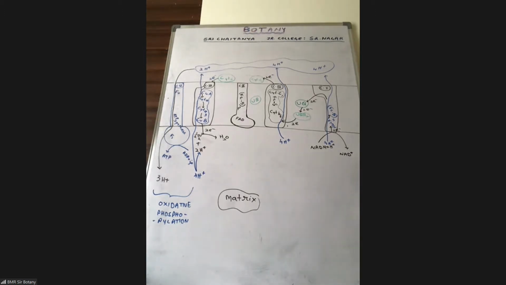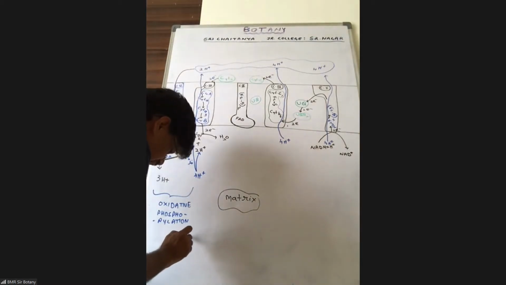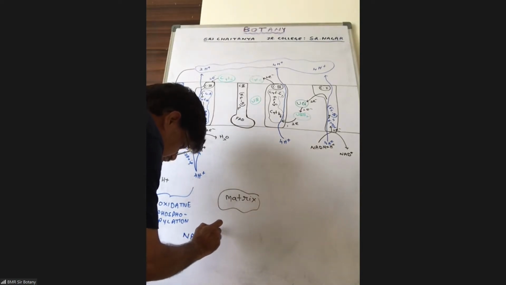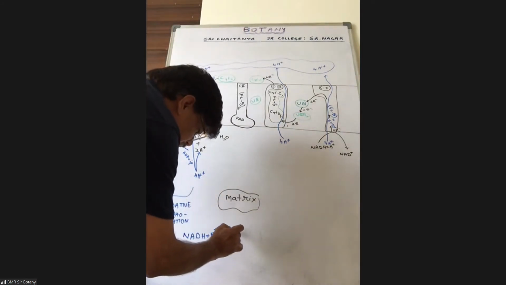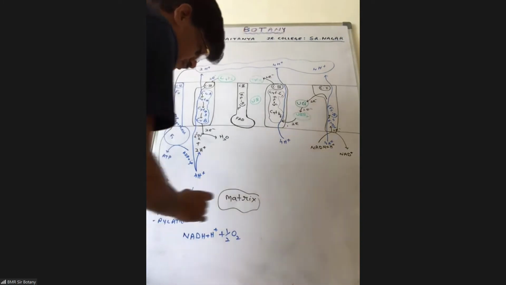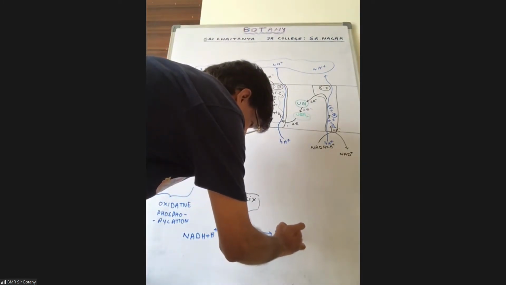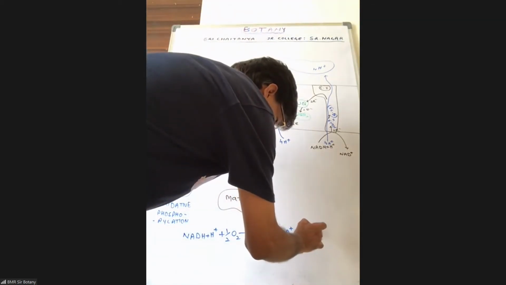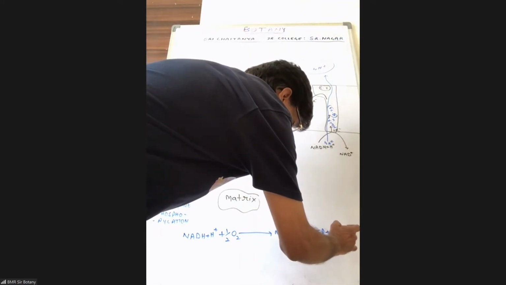So, literally, what you noticed was for one molecule of NADH plus H plus undergone oxidation, how much oxygen we supplied, Nana? Half O2. We got NAD plus, then 3 molecules of ATP. Then how much water, Nana? 1 molecule of water. That is the net result.